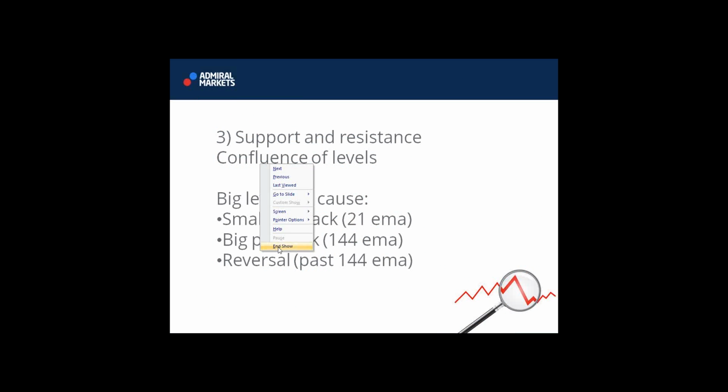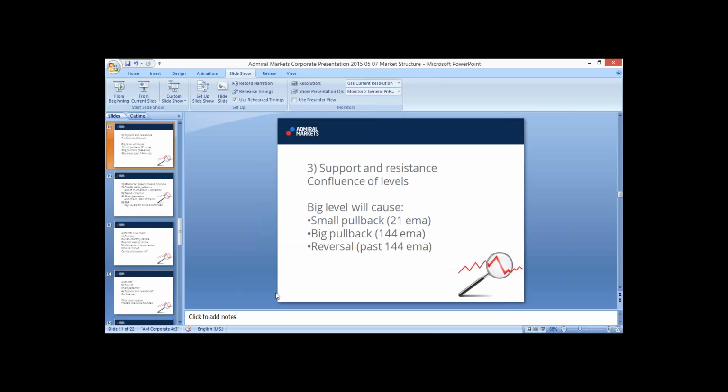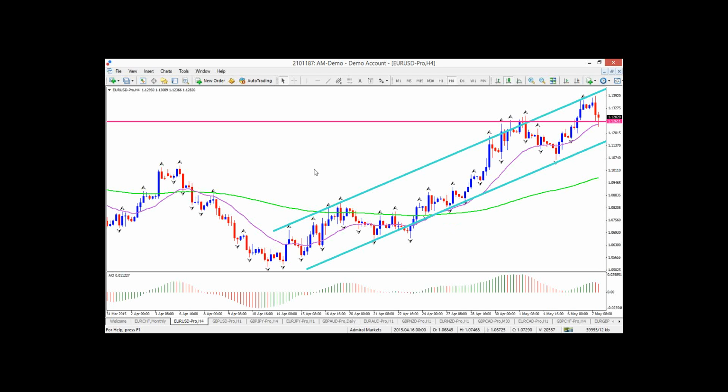So if we go back to this chart, basically this is a small pullback at first, retracement. This is a big pullback, retracement, and then this is the reversal. That's how I define this particular effect.